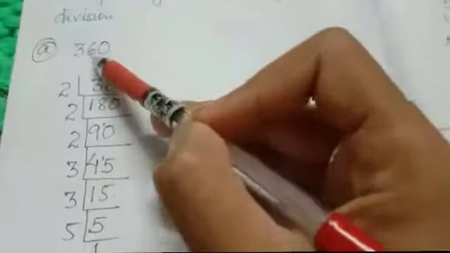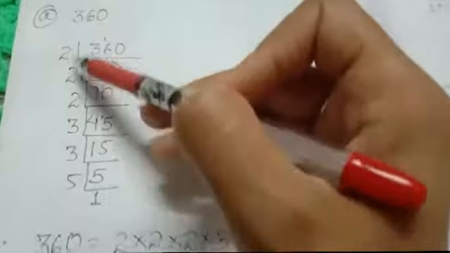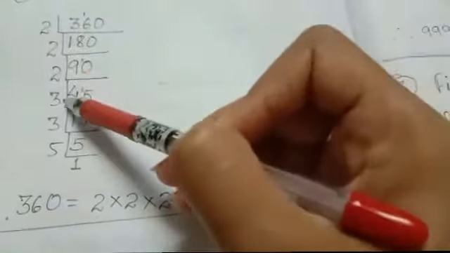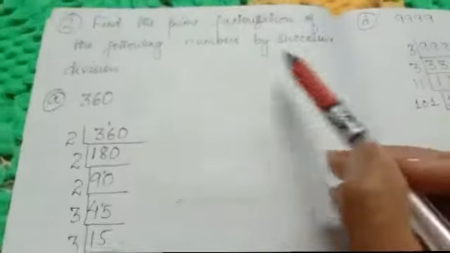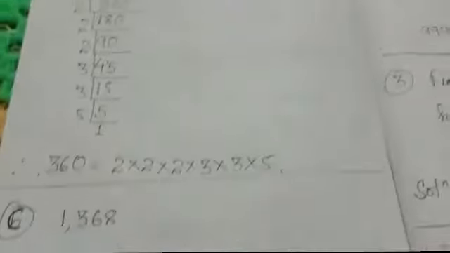Odd number. We'll divide by 3. 3 1s are 3. Carry 1. 3 5s are 15. Then 3 5s are 15. 5 1s are 5. So in place of 360 we have to write 2 into 2 into 2 into 3 into 3 into 5. So this process is your successive division.